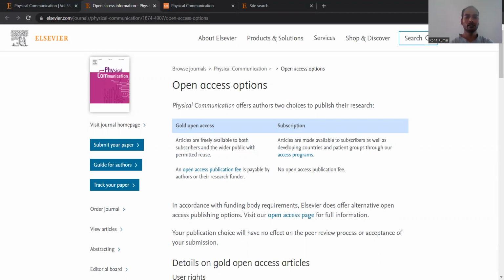So in this way, either the publisher is earning money through the subscription based model, or they are providing it free of cost, but they are taking the publication fee from authors. Okay, means they are charging authors. So in this way, you can see that both options are available.